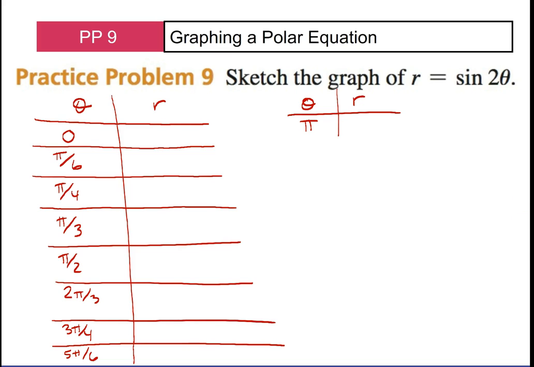So not as long as we had practice problem number 8. Let's go for it. So everybody okay with that? So plug in a 0 into sine. 0 times 2 is still 0. Sine of 0 is 0. Boom.